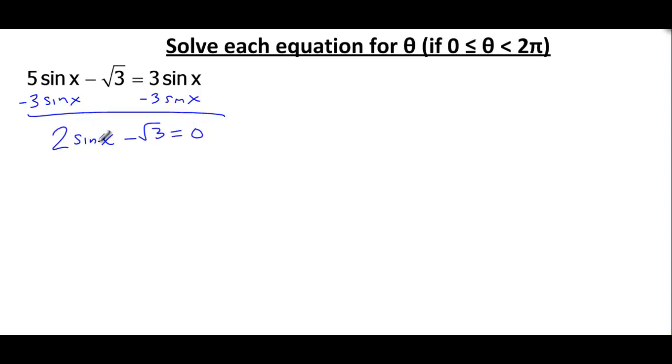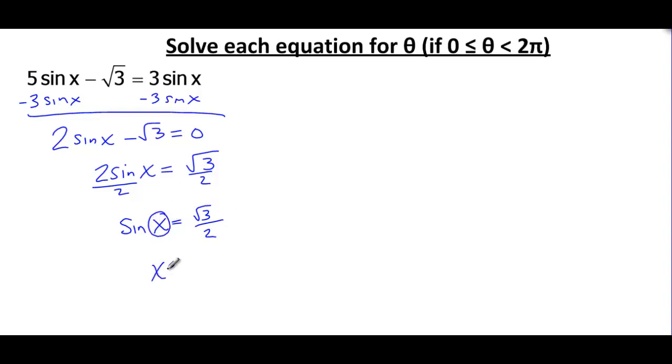Now I'm going to, again, try to isolate this. So what I'm going to do is I'm going to add my root 3 to both sides. So if I do that, I'm going to get equals positive root 3. But again, my goal is to get x by itself, so I'm going to divide both sides by 2. So I'm left with sine of x is equal to positive root 3 over 2. But I want to solve for this. I want to get the x by itself. So what am I actually asking you to do?